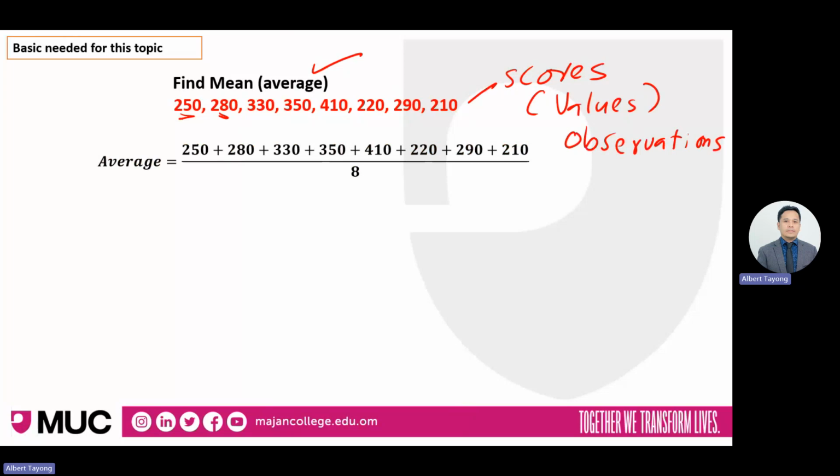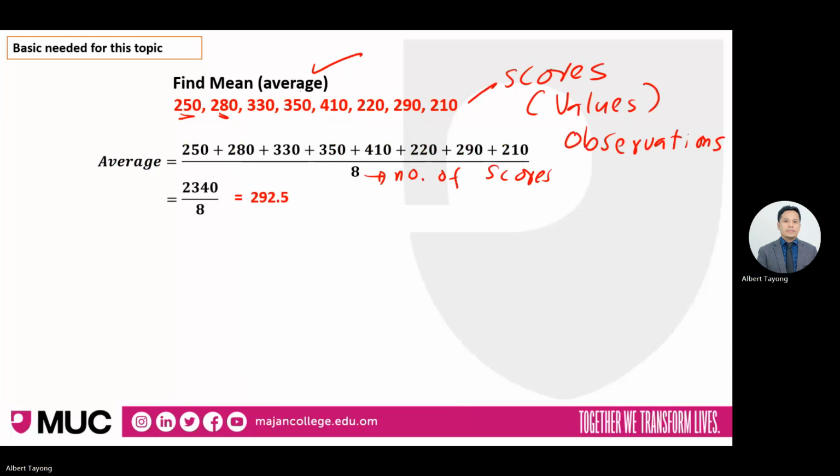As mentioned in our class, to find the average, we have to add all the values from 250 until 210. We divide by the total number, which is the number of scores. So we have 8. Our average is 2340 divided by 8, which is 292.5.